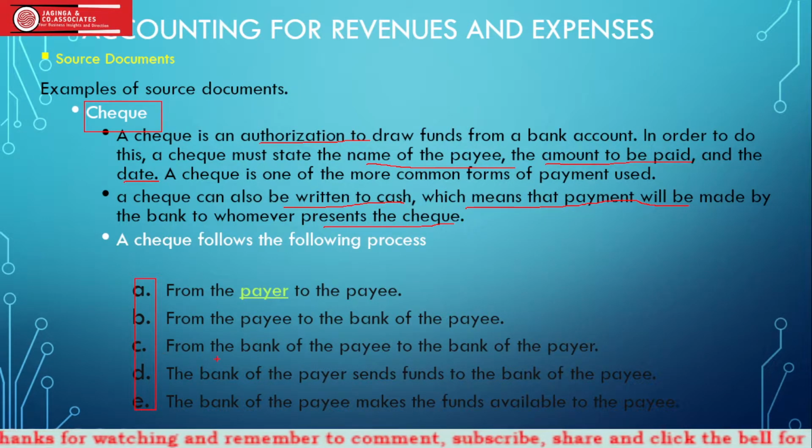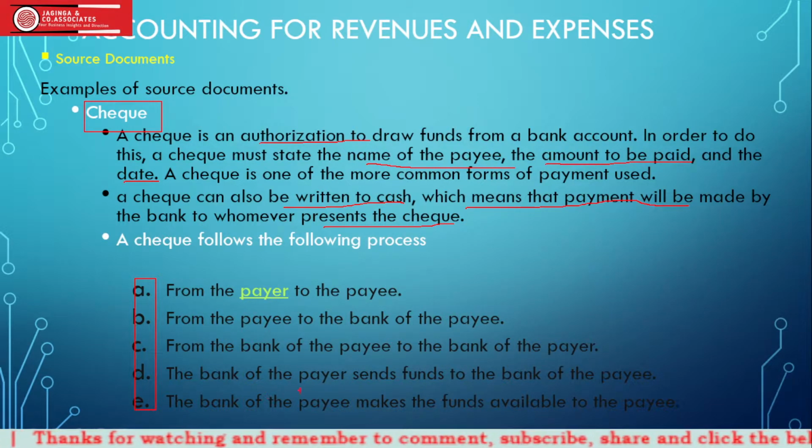So the next step is from the bank of the payee to the bank of the payer. When you deposit this cheque in your bank account, but this cheque is coming from Standard Chartered Bank as my bank, your bank will transfer this cheque to my bank. My bank was Standard Chartered Bank and your bank was KCB, but the cheque that I was writing to you was coming from Standard Chartered Bank. So your bank will again transfer this cheque to Standard Chartered Bank.